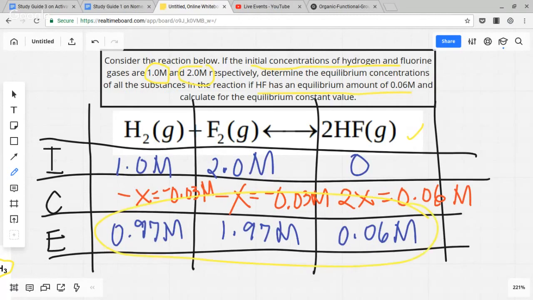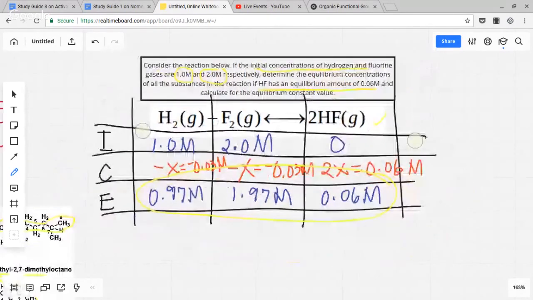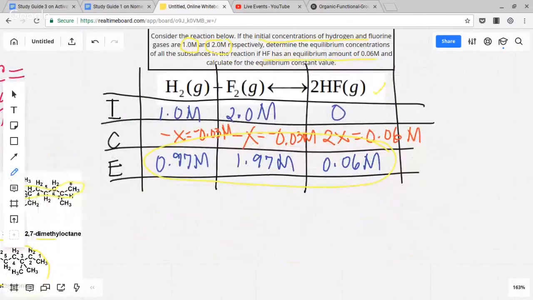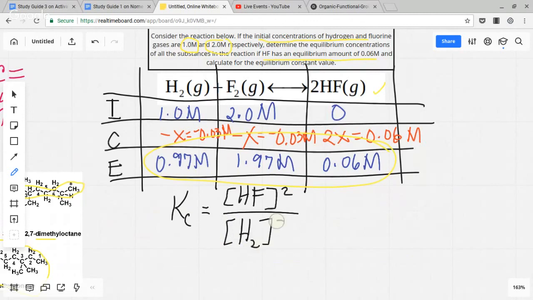So now that our equilibrium values are complete, that means we can already calculate for our K. So remember that when we write our Kc or Keq expression, you should not ignore your coefficient, and it's always products over reactants. So product in this case is HF, so that's HF squared over the reactants, multiply the concentration of the two reactants here, H2 times F2. In this case, they don't have an exponent because their coefficients are just 1.